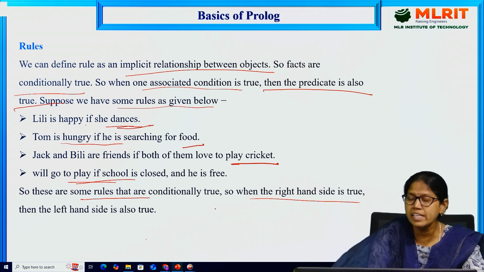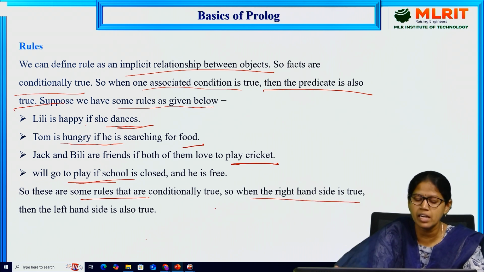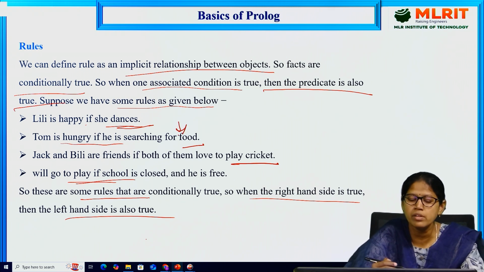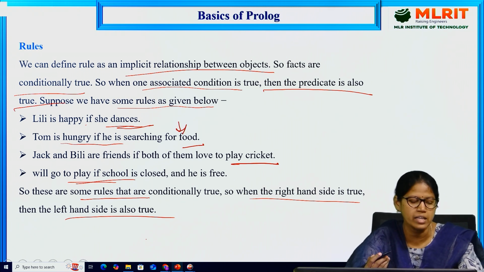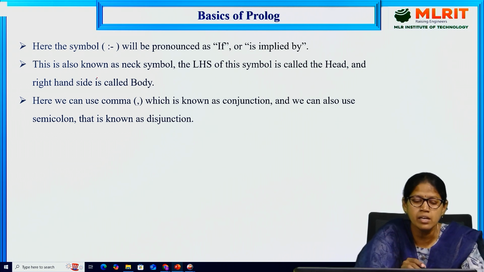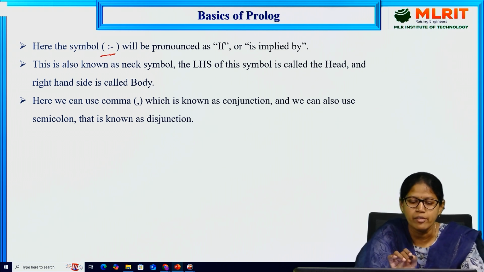When the right hand side is true, automatically the left hand side is also true. Whenever he is searching for food, then automatically he is hungry. Let's see the symbol, how we write it. It is a colon and a hyphen, pronounced as "if" or "is implied by", and we also call it the neck symbol.